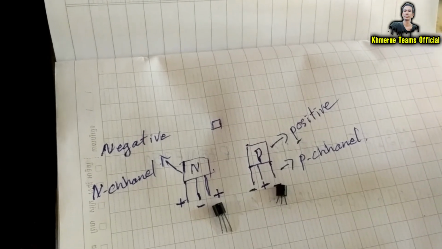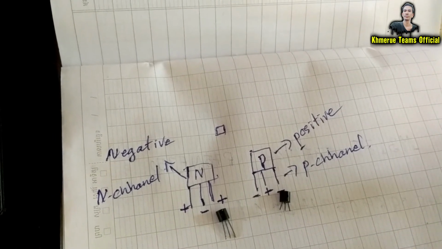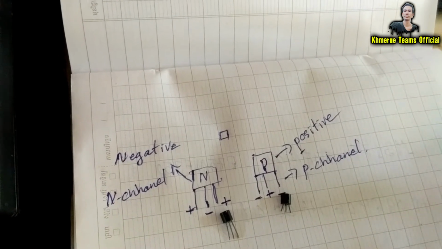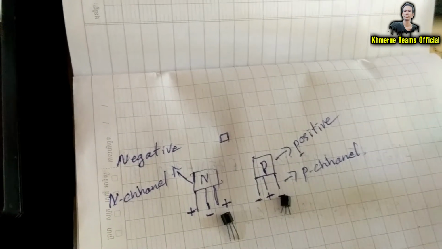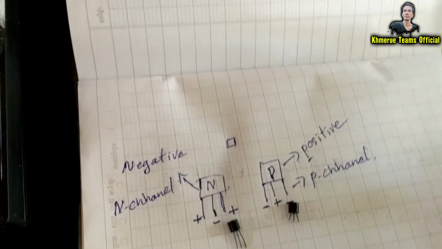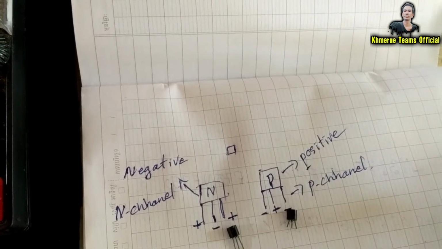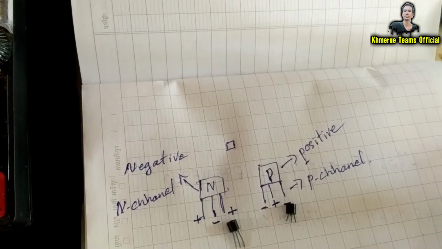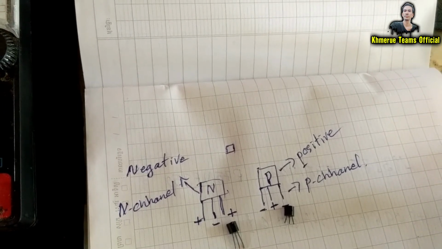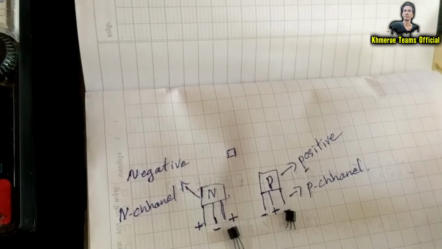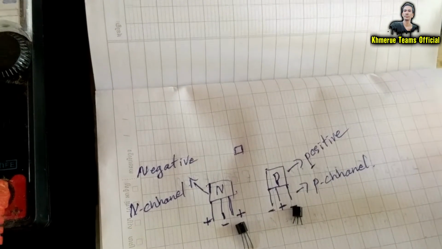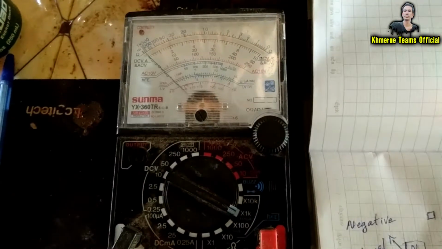Today in my video I will show you how to measure the small transistor. There are a lot of small transistors, but there are only two types in total. Today I will show you how to measure them with this ohmmeter here.